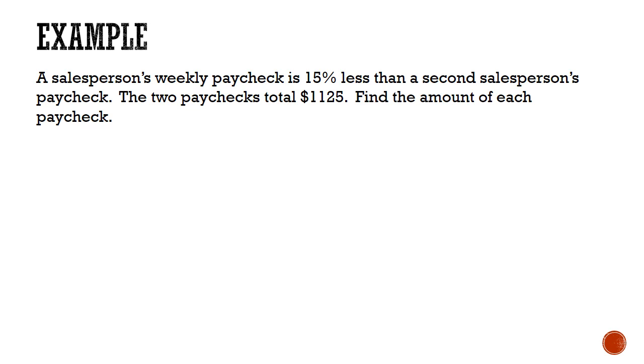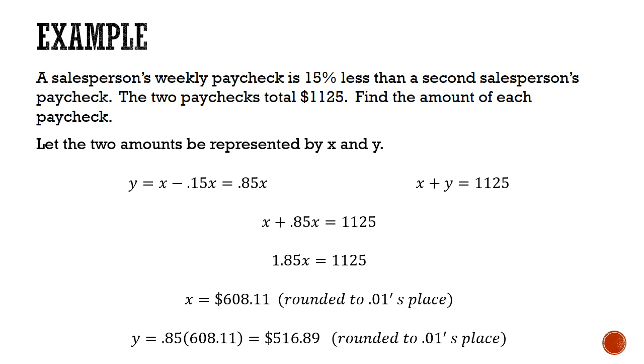Here's another example to try. Pause the recording, give it a try, and resume the recording to check your answer. Again, we're going to let the two different amounts be represented by x and y. We have two different relationships between them. We know that y is 15% less than x, so y equals x minus 0.15x, which gives us 0.85x. We also know that when you add them together, you get 1,125.